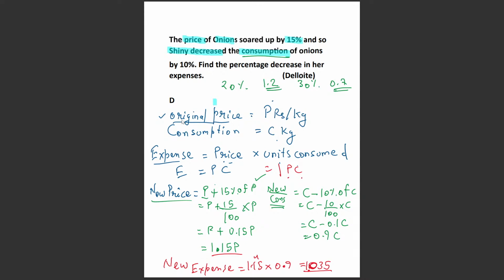First, let me tell you that we have to assume the original price as P rupees per kg, and the consumption as C kg. Expense is price into units consumed, that is E equals PC. New price will be 15% more, so we applied this formula and got 1.15P. Similarly, we subtracted 10%, so now it is 0.9C. These are the two final values. Now just multiply, because expense is price into units consumed. So the new expense will be 1.15 into 0.9, that is 1.035.